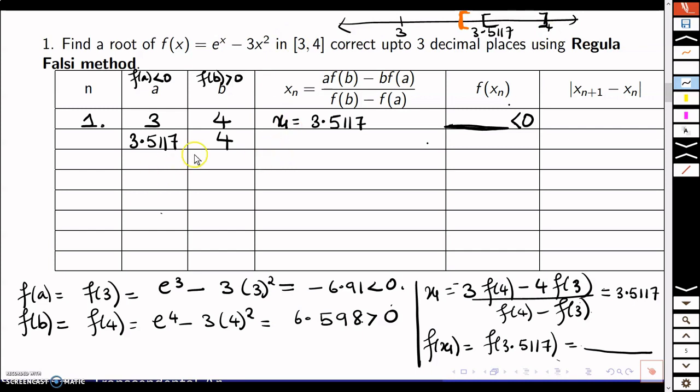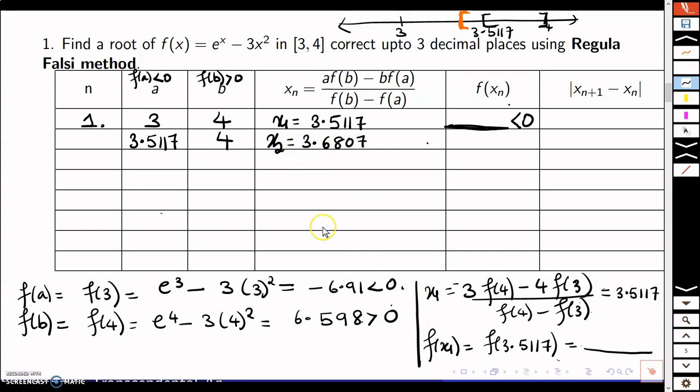Then you compute x2 using these two values, 3.5117 and 4. You will observe that this x2 value, that is the second approximate root, turns out to be 3.6807.